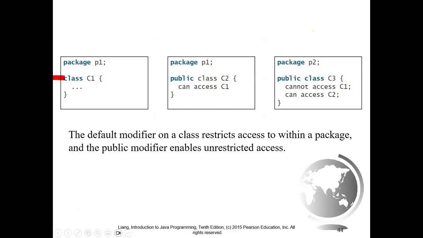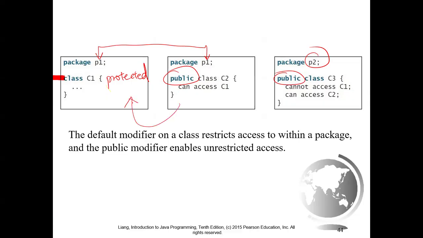It is a protected class, but here we have an explicit public there, right? We have a public there. However, it is in package 2. So that means since they are in the same package, it can access the C1 there. Since they are in different packages, it cannot access C1. Since it is public here, it can access C2. It's fine. That's the difference.